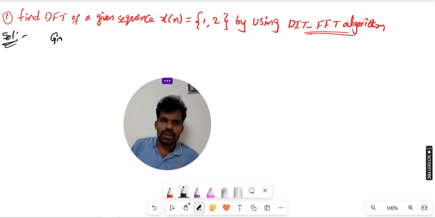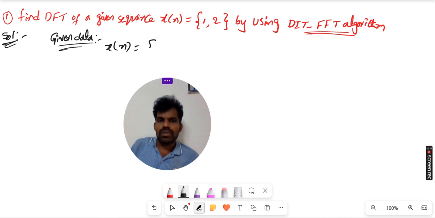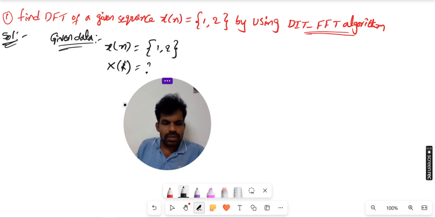Given data. What is given? x of n is equal to 1, 2. But we are going to find out capital X of k. Now, let us use those 10 procedural steps.